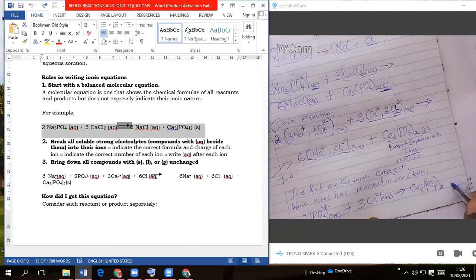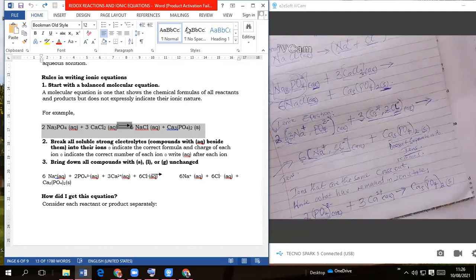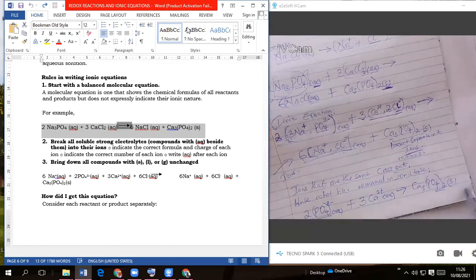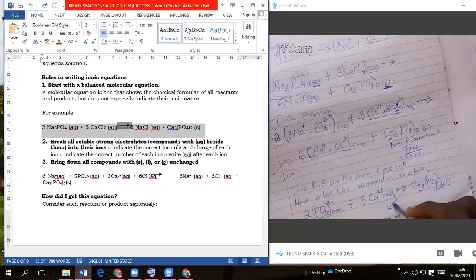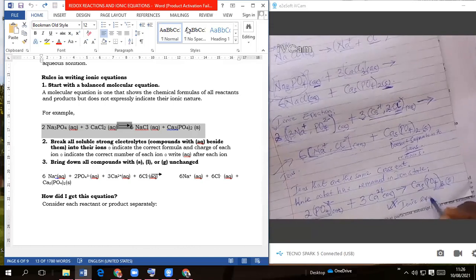Then 2. So at the end of the day, you must make sure that they balance. So these are 2 phosphate ions. At the end of the day, they are there. So the equation is okay. 3 calcium ions, they are here. So our equation is okay. That is the ionic equation.